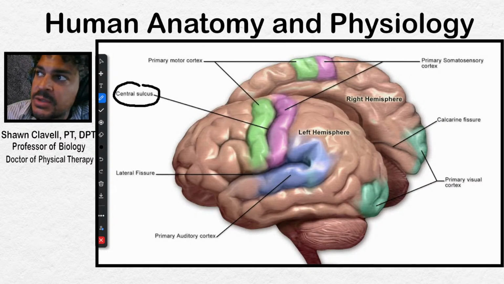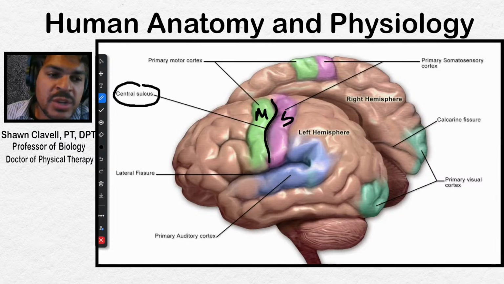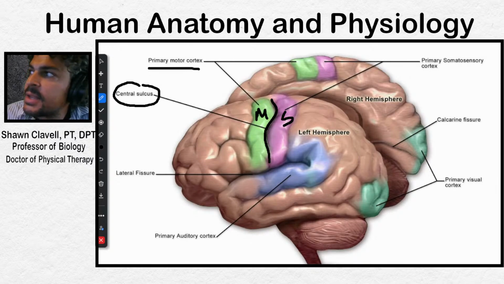So you can see the central sulcus here. Follow the central sulcus down, and anterior to the central sulcus, there's the region here. We could call that M, and then S. Why? Because there's the motor region and the sensory region. So functionally, this is the primary motor cortex, and functionally you have the primary somatosensory cortex.